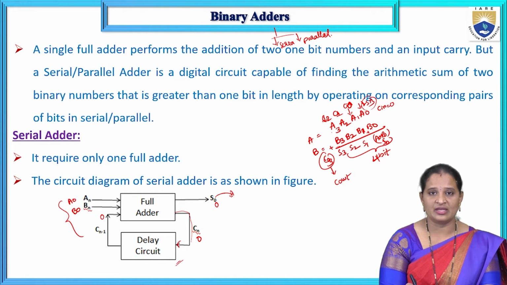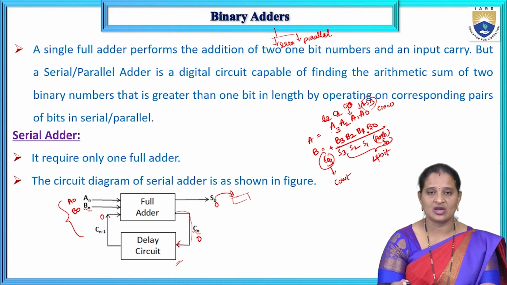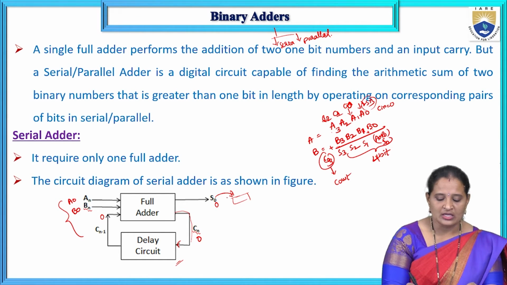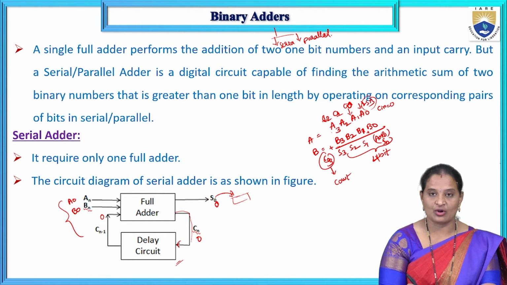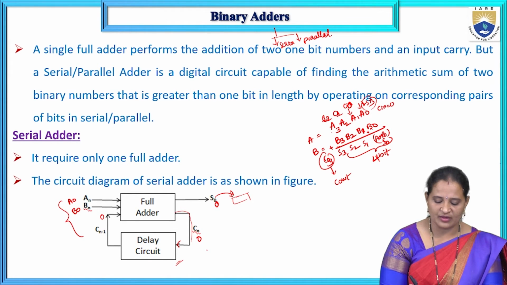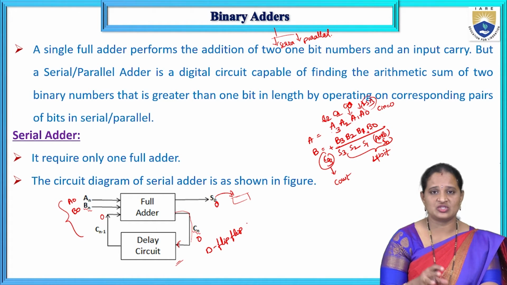In order to store the bit of data, we need to have a storage device. That storage device may be a register or it may be a buffer. Here, during the first clock pulse, LSBs are added, and the carry input is considered to be 0, given as the third input to the full adder, so that it produces the sum S0 and carry C0. This carry will be given as input to the delay circuit. Most commonly we will use a D flip-flop, a data flip-flop, which can store the data and give it as output.